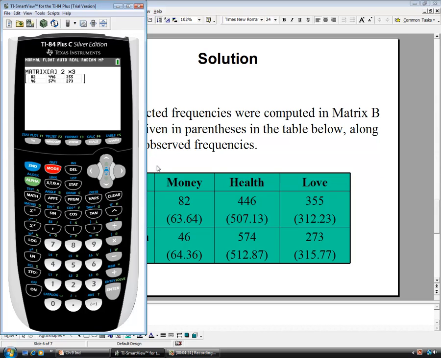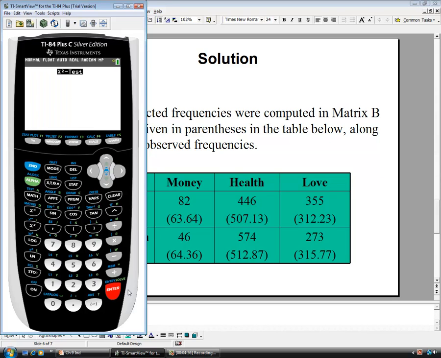Now, running the test. It's going to be in the same area that all the other tests are. We're going to hit Stat, and then arrow over to Tests. Now I'm going to go up because it's near the bottom. It's C on mine. It'll be a different letter on the TI-83s, I believe. But it's just the chi-squared test. It's not the GOF. The GOF is simply for one factor. The chi-squared test runs 2 factors.